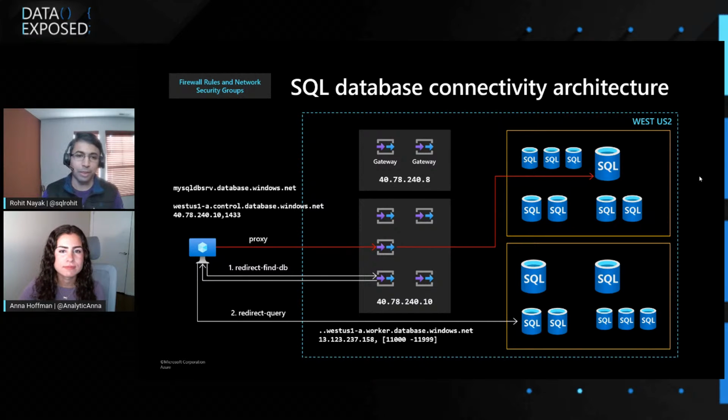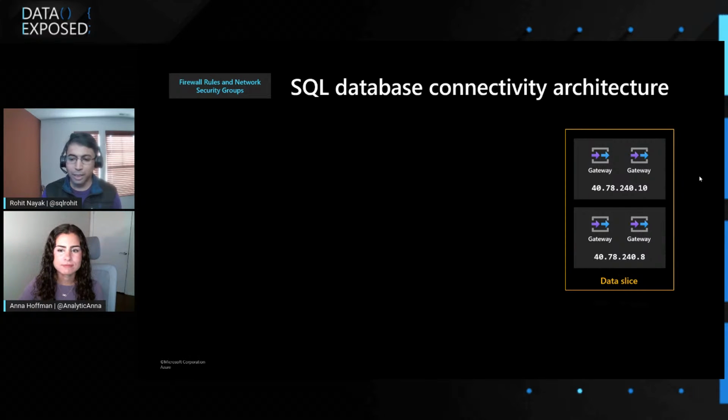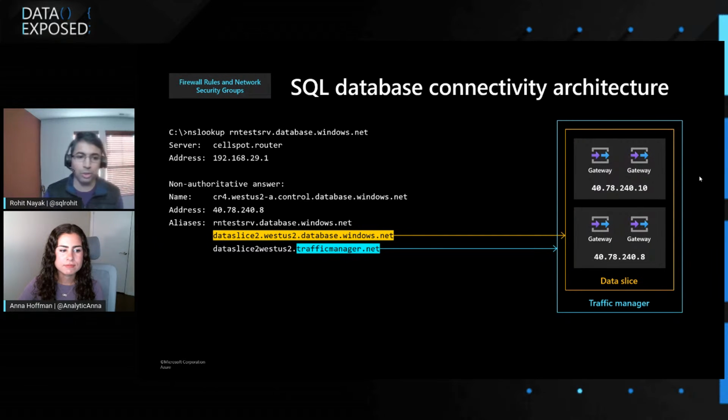Awesome. Absolutely. All right, so continuing on, let me talk about some recent improvements that we made in the connectivity area. This has some important implications for connectivity as well. Continuing from the previous slide, you have these gateways. What we have done is we have grouped gateways into logical units called data slices, and then we use Azure Traffic Manager to load balance between those data slices. You'll actually see this if you do an NS lookup on your server. You'll see the data slice and the Traffic Manager in the path.